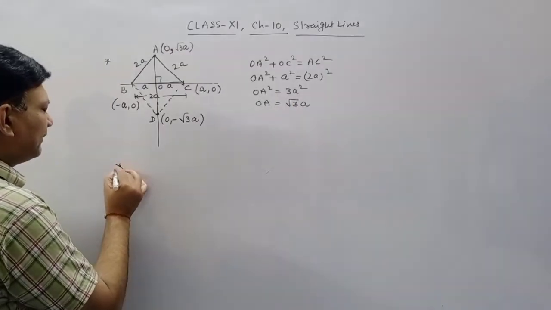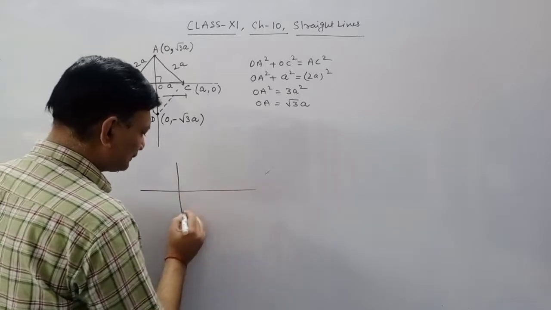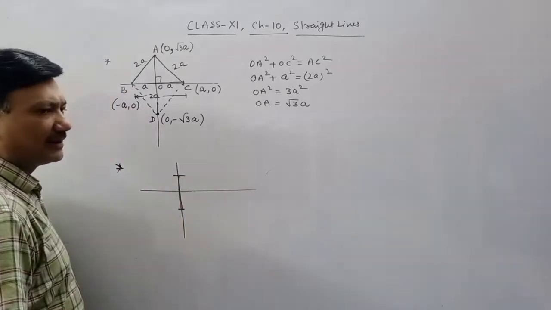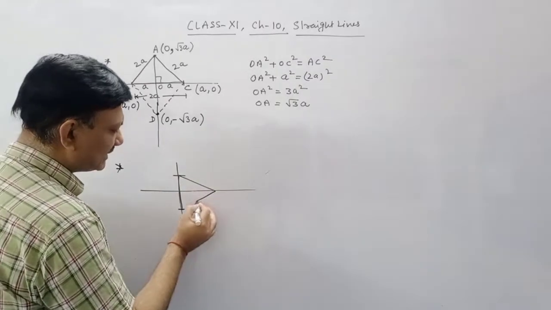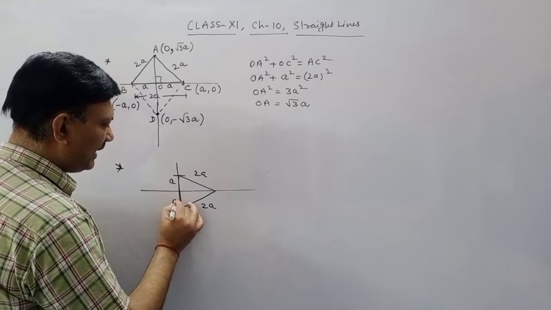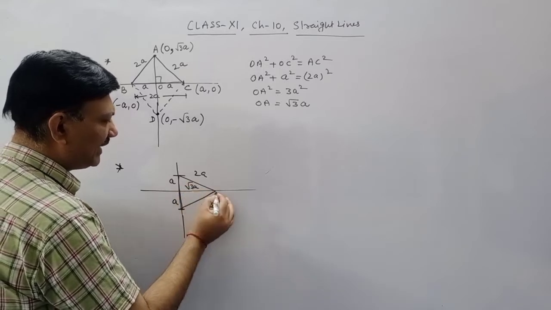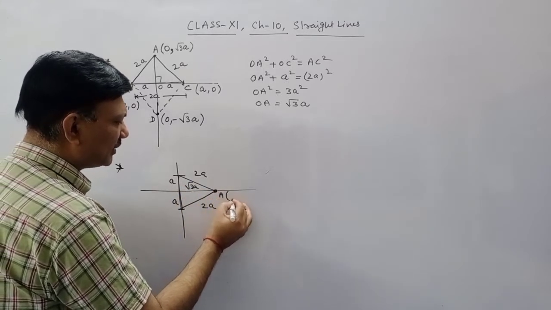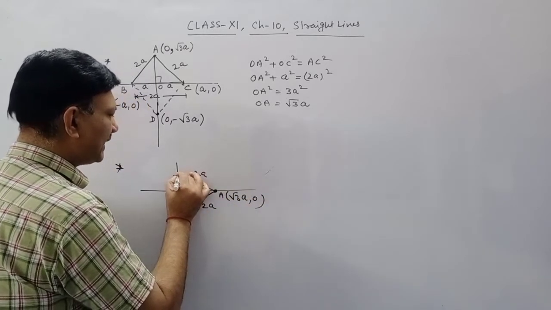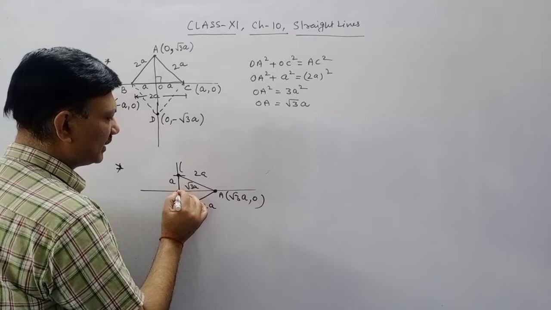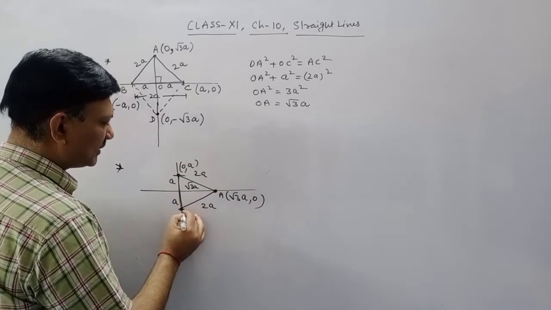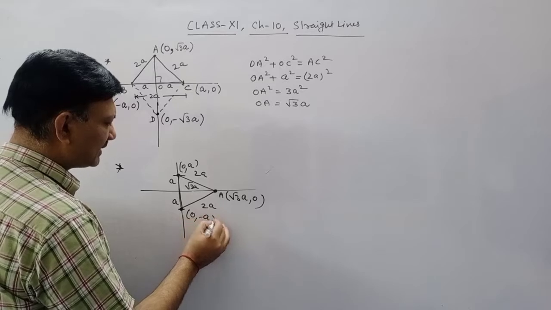Similarly, if we consider another case, base lies on the y-axis and the procedure is the same. This is 2a, this is 2a, a, and this we also found is root 3a. So what are the coordinates of this point? Root 3a, 0. Coordinates of this point is 0, a. Coordinates of this point is 0, minus a.